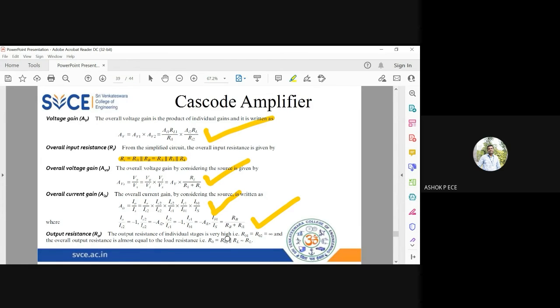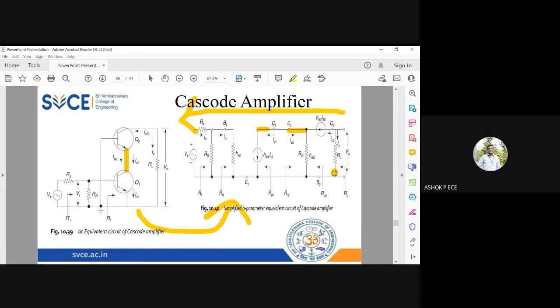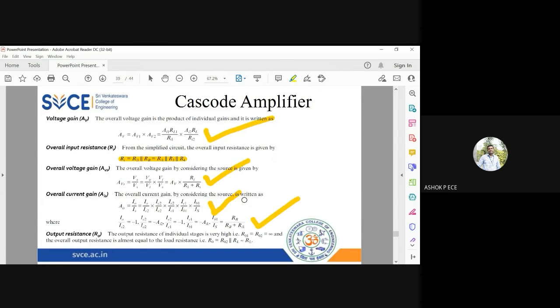And the output impedance: if you consider the output side with this RL, it will be RL parallel to infinity, so it will be RL. If you don't consider this RL, it is going to be the current source, so the value is going to be infinity. So it depends on whether you consider RL or not. If you consider RL, the output impedance will be equal to RL, because RL is parallel to infinity. If you don't consider RL, only the current source will be there, so the output impedance will be equal to infinity.